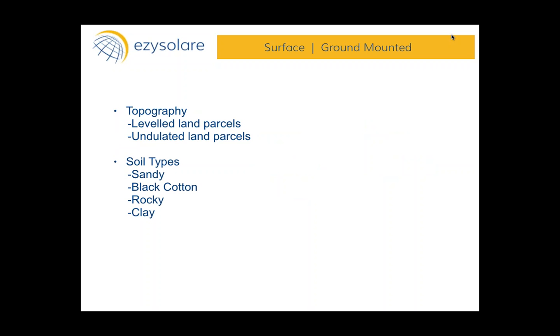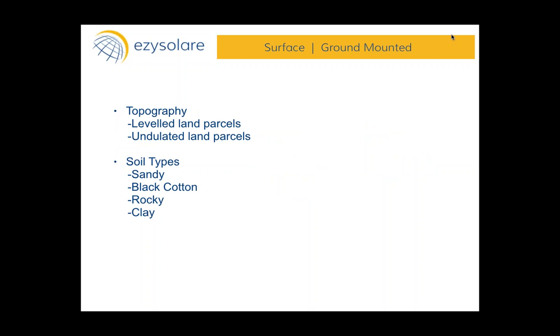Coming to the ground mount, there are a couple of criteria, a couple of inputs which go in while deciding a ground mount structure. The first and foremost is what kind of topography your land parcel is enjoying.